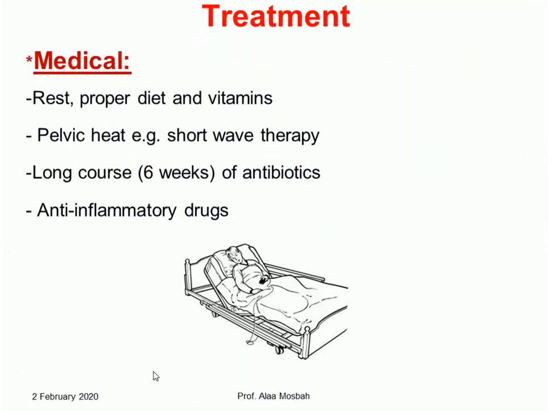The treatment of chronic salpingitis includes medical treatment and surgical treatment. Medical treatment: rest in Fowler position, as you see in this picture, proper diet and vitamins, pelvic heat, for example short wave therapy, a long course of antibiotics, broad spectrum antibiotics, anti-inflammatory drugs.